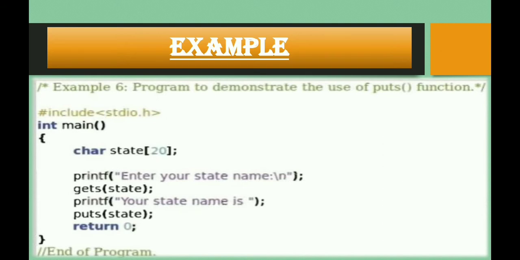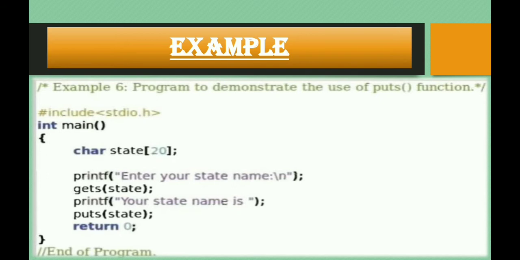Now with printf we are giving the message, enter your state name. With this message the user will get an idea of what they have to input, that is, the state name. Now with the gets function we are getting the input from the user, and that input we are storing in the state variable. The syntax of gets is the function name gets, and then in the brackets you give the character array type variable, and a semicolon.